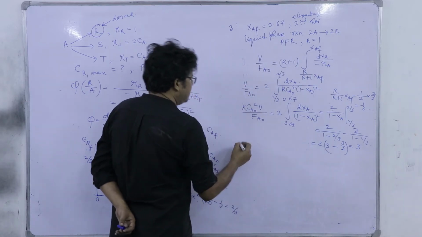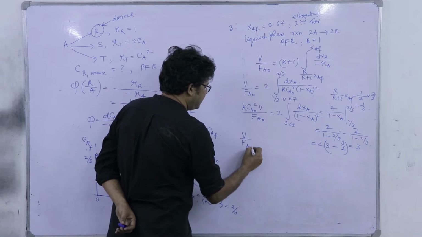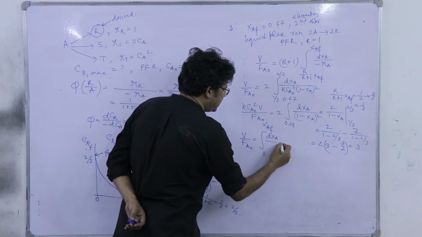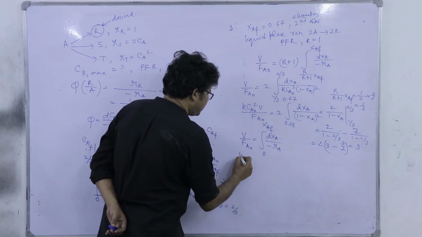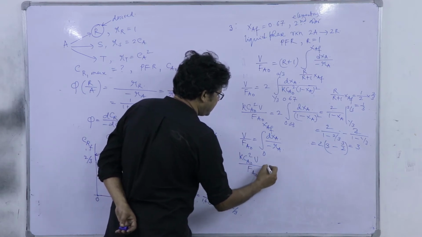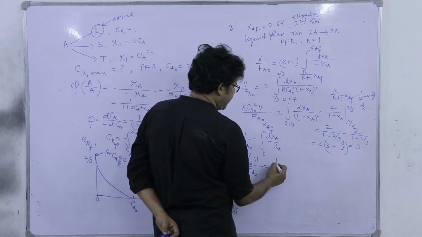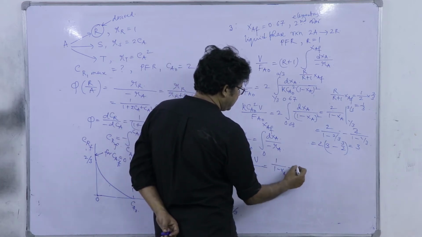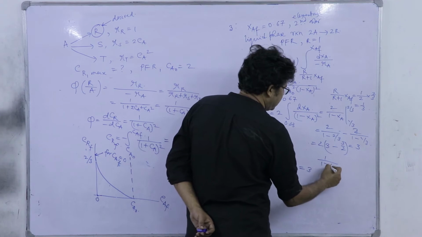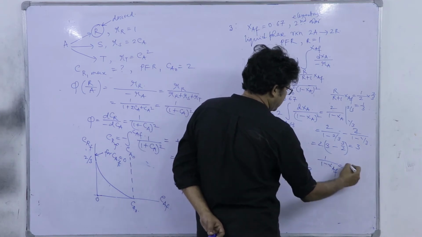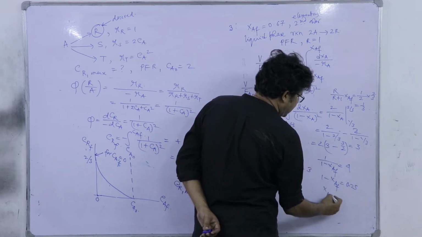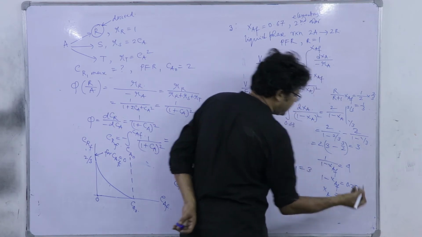So, we have got this value. Next, it is V by Fa naught, integral from 0 to XAF, that we have to determine, of dXA by minus RA. So, K Ca naught square into V by Fa naught equal to 1 divided by 1 minus XAF minus 1. So, that is equal to 3. So, 1 divided by 1 minus XAF is equal to 4. So, 1 minus XAF is equal to 0.25 and XAF is equal to 0.75. That is the answer.